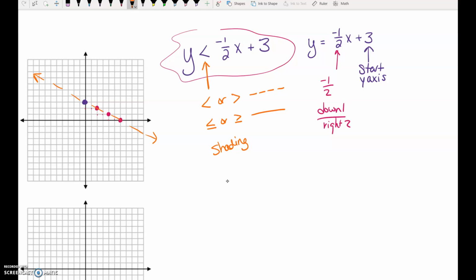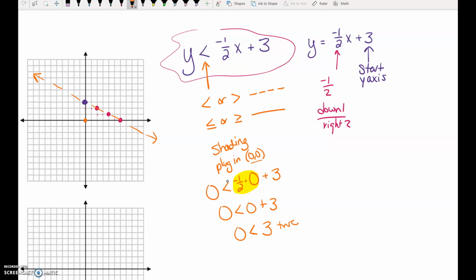Honestly, the easiest thing to do is to plug in the point 0, 0 and see what happens. So that point 0, 0 is right here. I want to know, does that point work in this inequality or not? So put 0 in place of y, put 0 in place of x. Negative 1/2 times 0 is simply 0. So we end up with 0 is less than 3. Is this a true statement? This symbol eats the bigger number. It's eating the 3. Yes, this is a true statement.